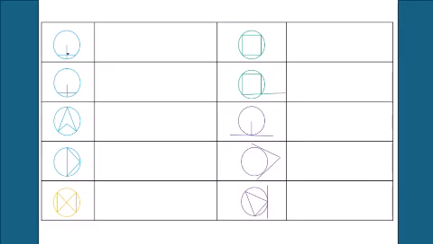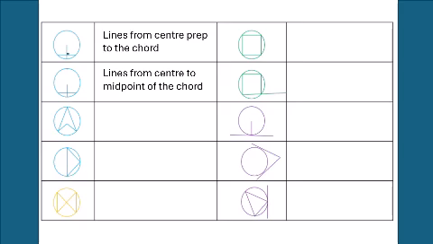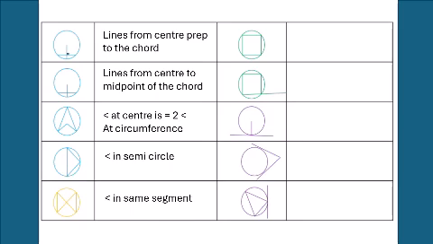Okay, now we are back to our cheat sheet and the theorems that we have covered so far. Number one, a line from the center perpendicular to the chord is a line from the center to the midpoint of the chord. Angle at the center is equal to 2 times angle at the circumference. Angles in a semicircle as well as angles in the same segment. So these are the things and types of questions from theorems 1 and 2 we have covered so far. Now let's look at some of the questions.